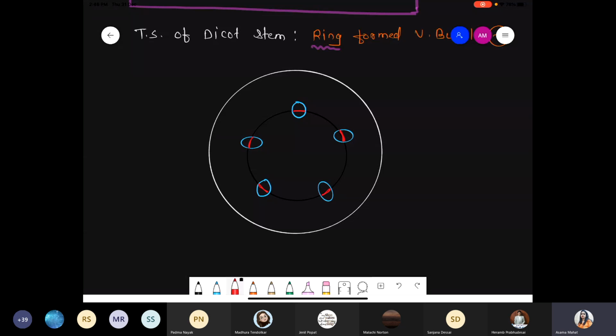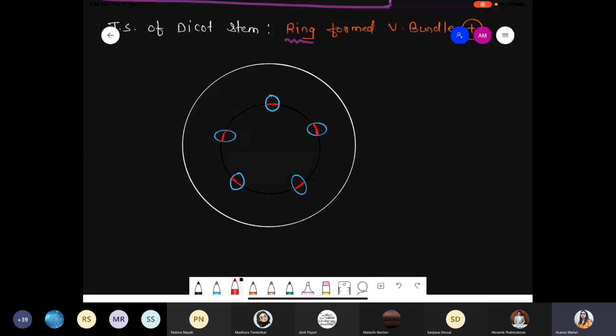Okay? So could you tell me, this red color, what is it called? Red color क्या है? This is one cambium. What is the specific name for that cambium? Intrafascicular. Yeah, intrafascicular cambium.